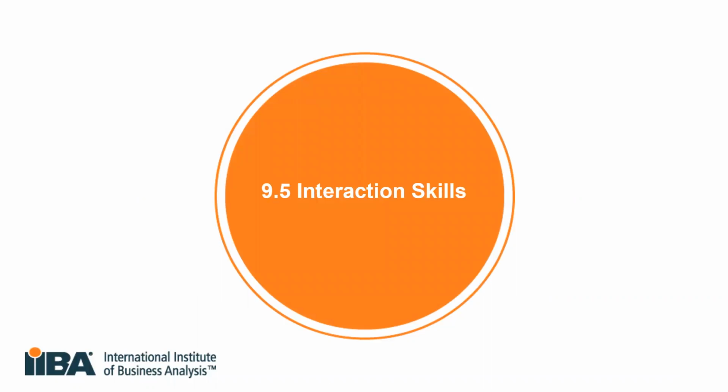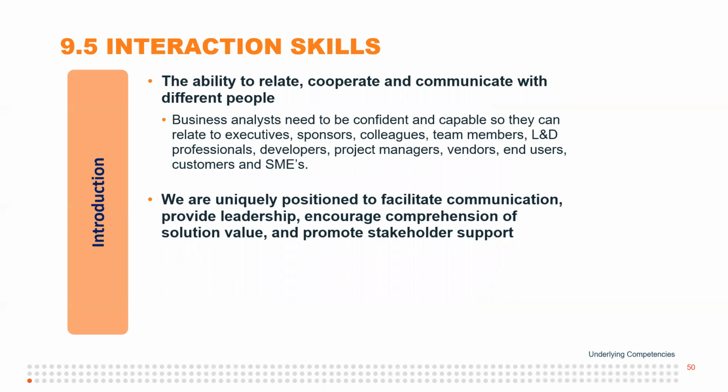So that takes us to the end of communication skills. We're now going to interaction skills. And so interaction skills are the ability to relate to and cooperate and communicate with different people. So BAs need to be confident and capable, and they need to be able to relate to executives, sponsors, colleagues, team members, L&D professionals.